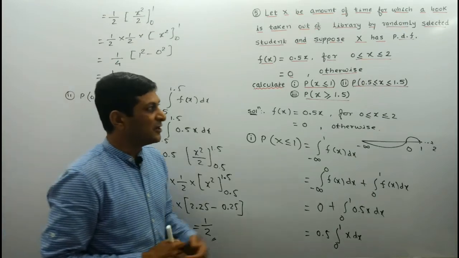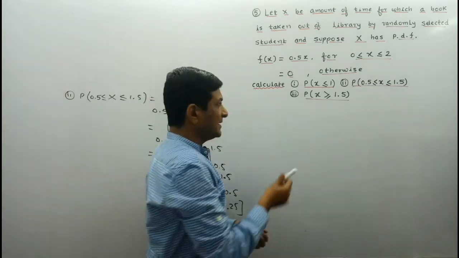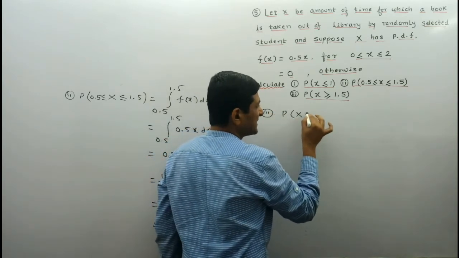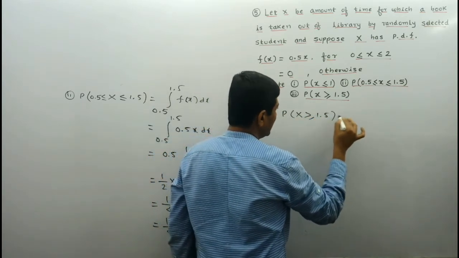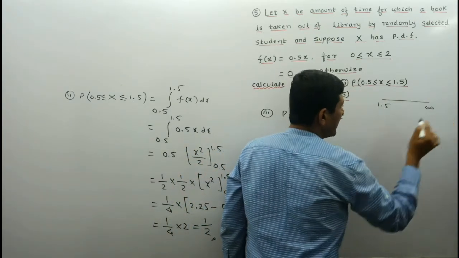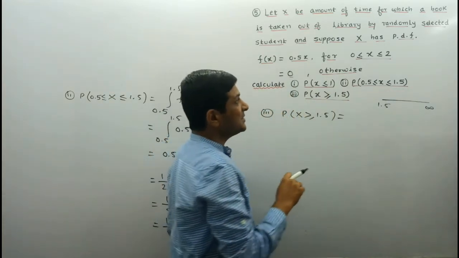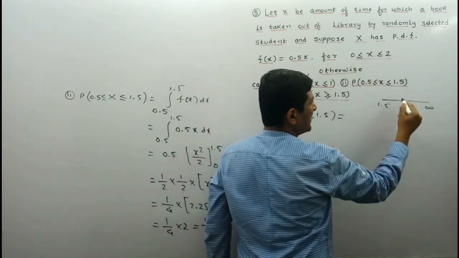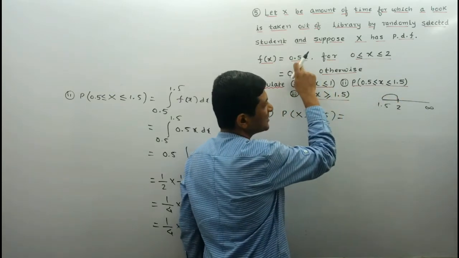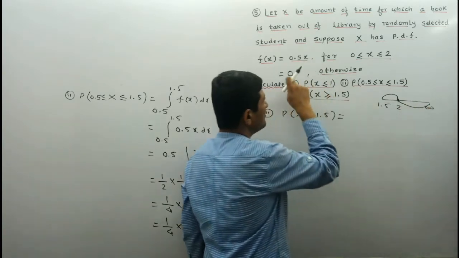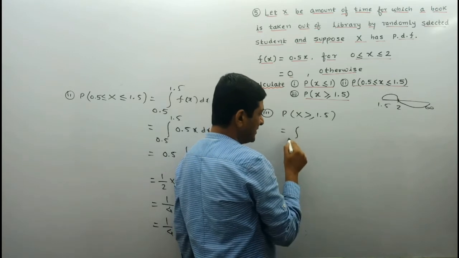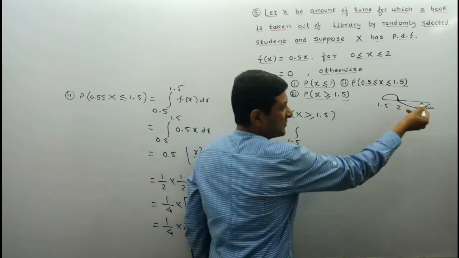Now let us find the third required value. In this third case, we have to find the probability when x is greater than or equal to 1.5, which means 1.5 to infinity. But here 1.5 lies in this interval, with 2 coming after it. In this interval this is the value of f of x, and in the remaining part the value of f of x is 0. That's why we are splitting it into two parts. The limits are from 1.5 to infinity.